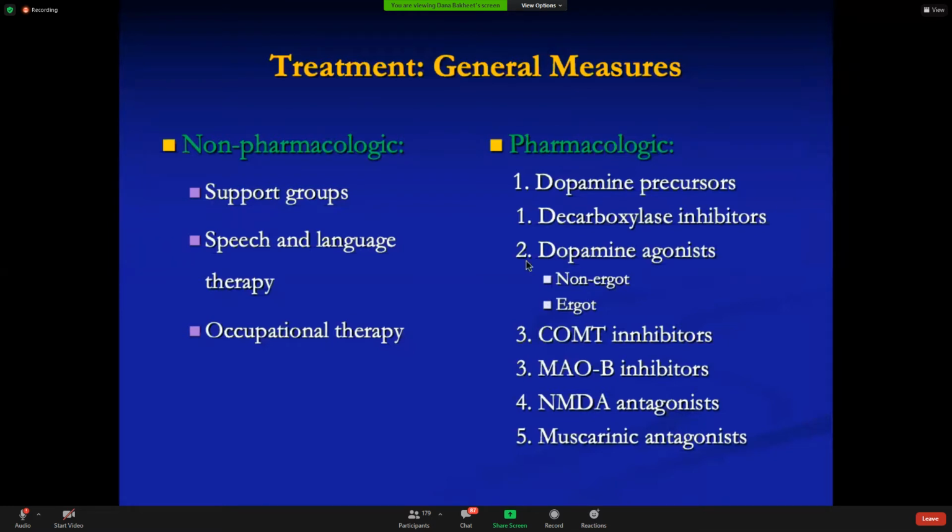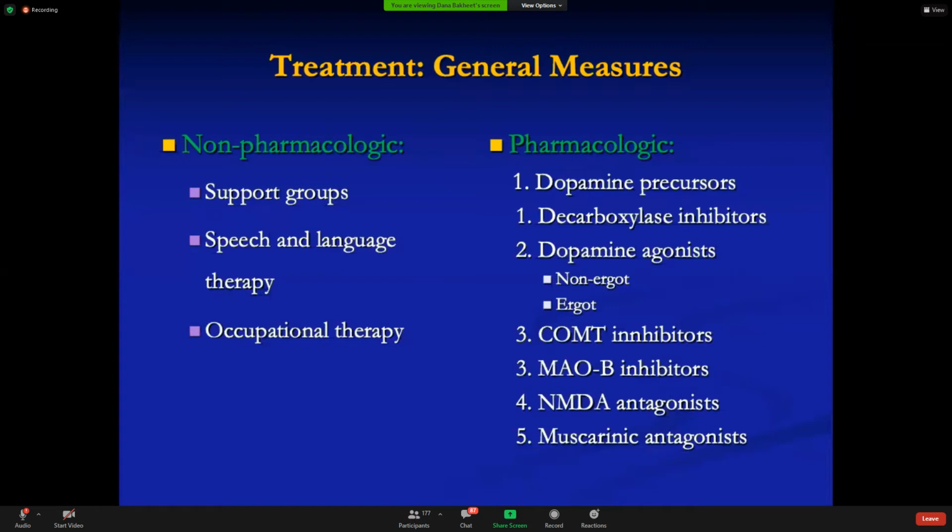Then you have the dopamine agonist. Remember, they should act on the receptors. And then we said COMT and MAO. And again, we have the NMDA. The NMDA here acts as a dopamine facilitator from the storage. And then the last one, the muscarinic. So the major ones, which relate to the steps I already mentioned, are precursor, agonist, MAO inhibitors or metabolism inhibition, and the NMDA antagonist.